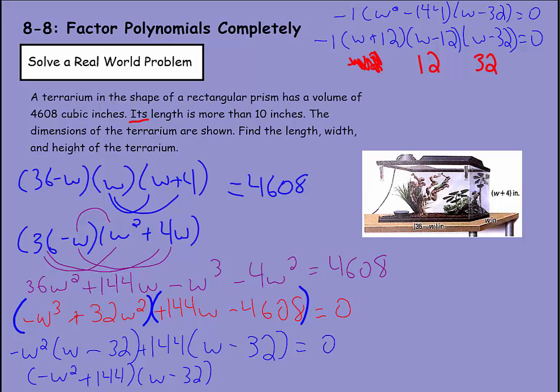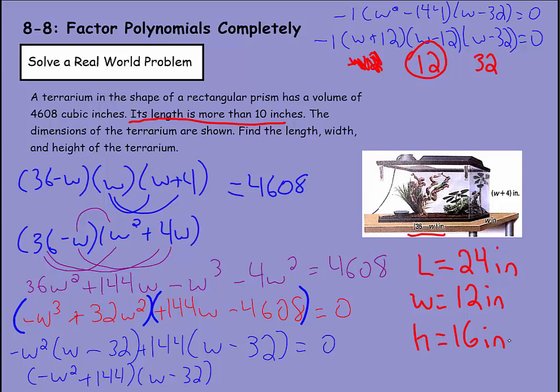Well, this hint will probably help me out here. Its length is more than 10 inches. I see the length here is 36 minus w. If I do 36 minus 32, that's going to only give me 4. So it would have to be 12. In that case, 36 minus w equals 24. So L for length equals 24 inches. W, which is the width, that's just going to equal 12 inches. And then the height is w plus 4, so 12 plus 4 is 16. So the height is 16 inches.